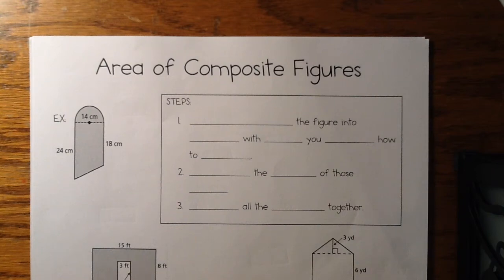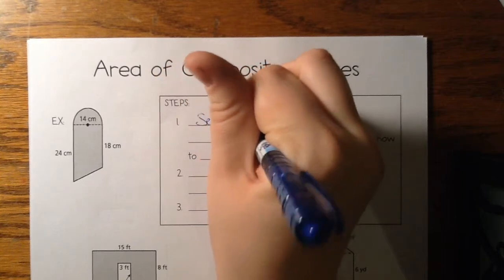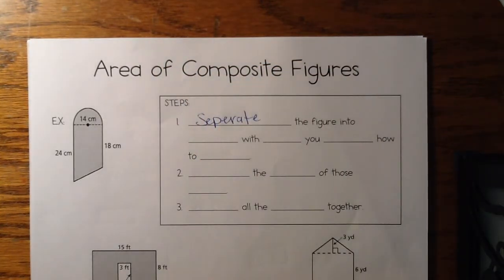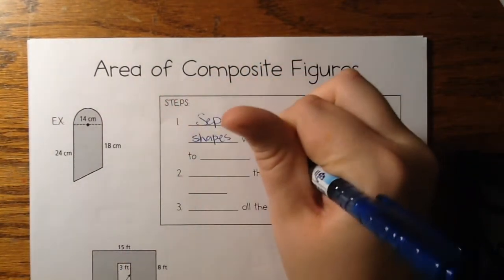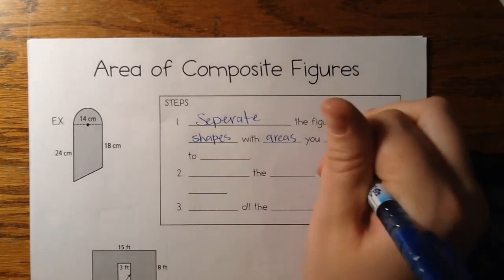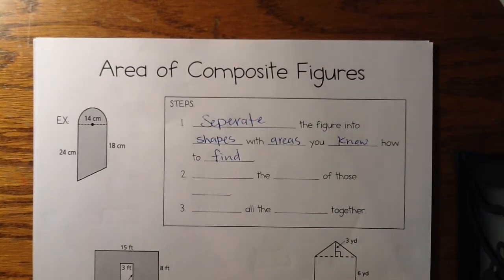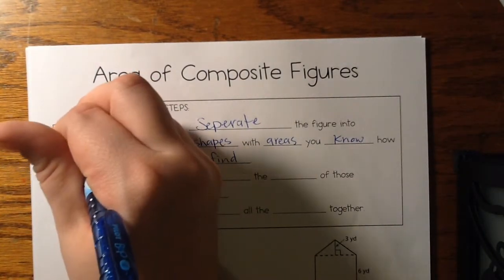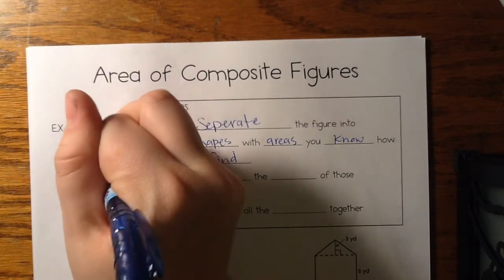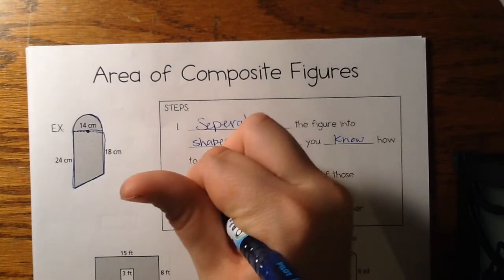Today we'll be going over area of composite figures. Alright, so step 1, we need to separate the figure into shapes with areas you know how to find. So here's our example. We see that we have a semicircle and a trapezoid. Okay, next is find the area of those shapes.